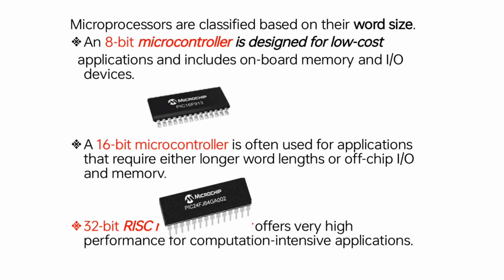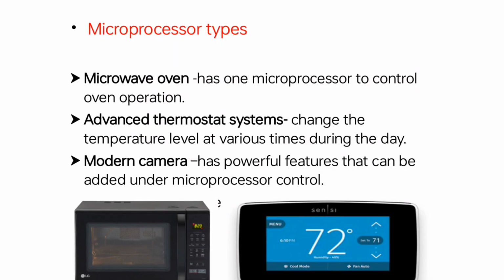Microprocessors are classified based on word size. To start with, an 8-bit microcontroller is designed for low-cost purposes. The application includes onboard memory and input-output devices. A 16-bit microcontroller is often used for applications that require either longer word length or off-chip input-output memory. The 32-bit RISC processor offers very high performance for computation-intensive applications. The microprocessor types are given here.